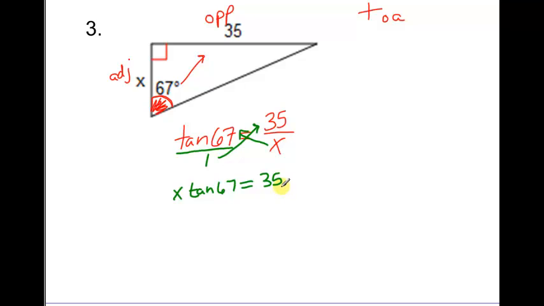Is anybody impressed that I know 1 times 35 without my calculator? Thank you very much.